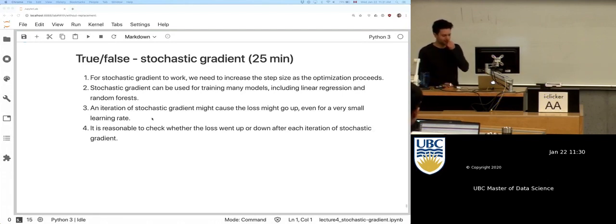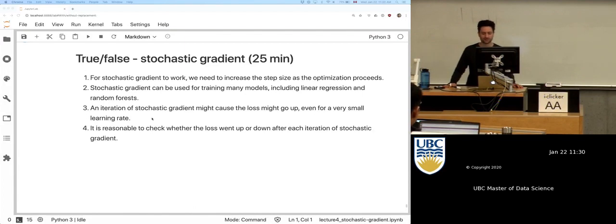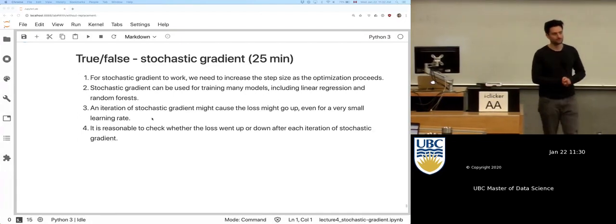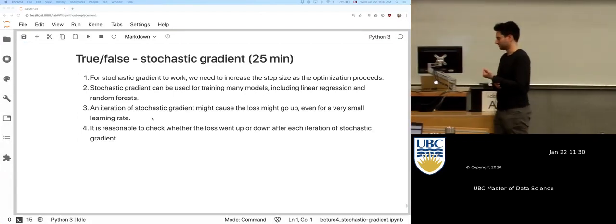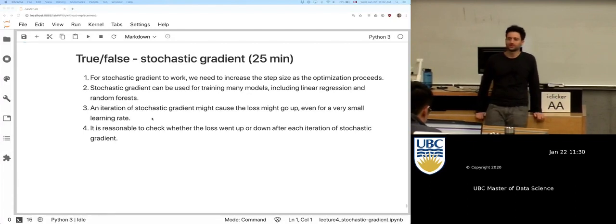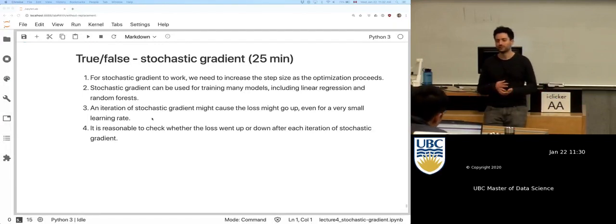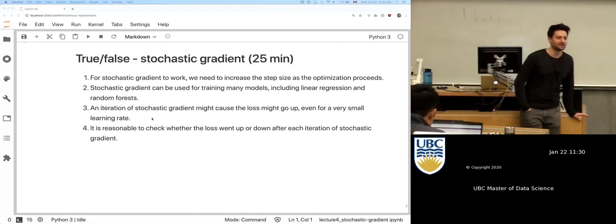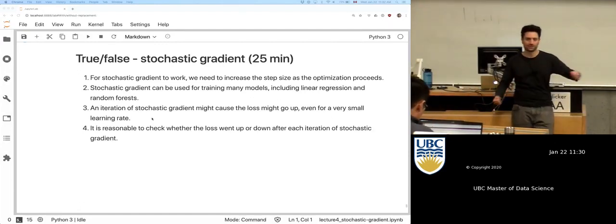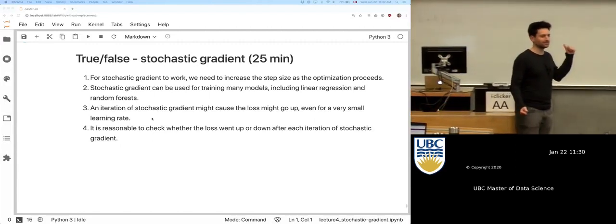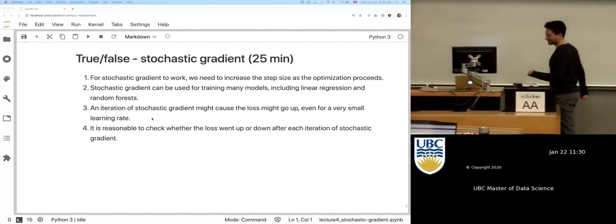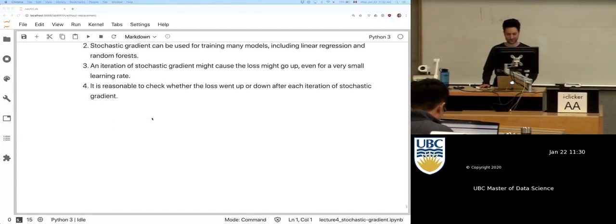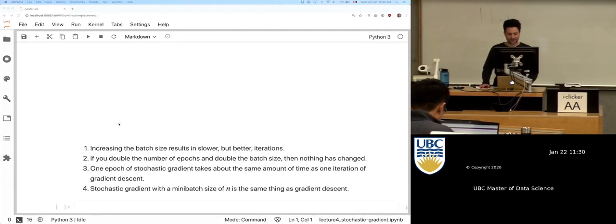Number 4. It is reasonable to check whether the loss went up or down after each iteration of stochastic gradient. Okay, my answer here is false, and I think this is an important one because it illustrates one of the challenges with stochastic gradient: not only could the loss go up, but you don't know if it went up or down. The reason is calculating the loss is an O of n operation. It's the sum over all training examples. Did I talk about this in the video? Yeah. Okay, never mind. You know what I'm talking about. It takes too long. Okay, next one.